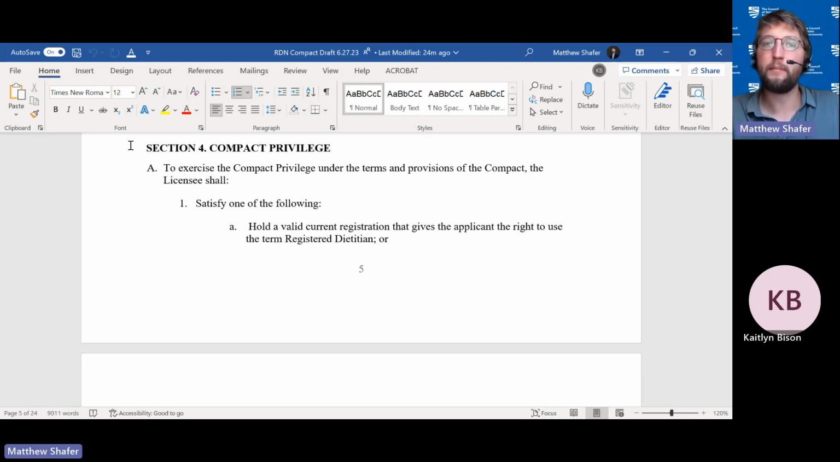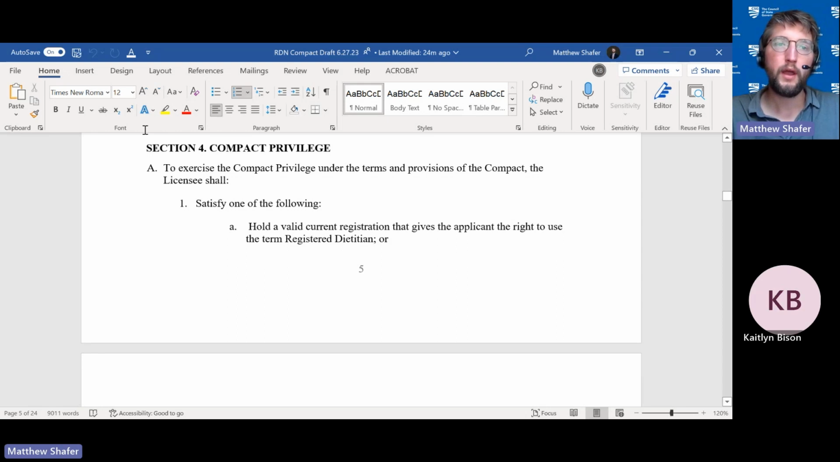So this section is talking about the requirements that you have to have in order to be eligible to obtain a compact privilege as a licensee. So the previous section, section 3, was talking about what does a state have to have in place. Section 4 is talking about what does a licensee have to do? What does the dietitian have to have in place in order to be eligible to obtain a compact privilege?